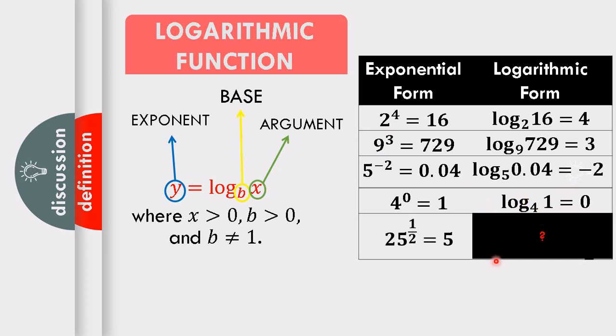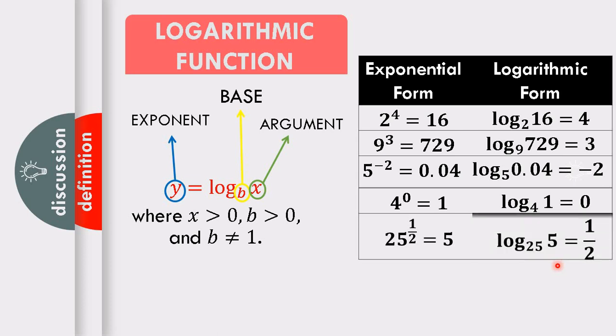And lastly, we have 25 raised to 1 half is equal to 5. So transpose it into a logarithmic form. So we have log of 5 to the base 25 is equal to 1 half. Okay, and that's how we change exponential form into logarithmic form.